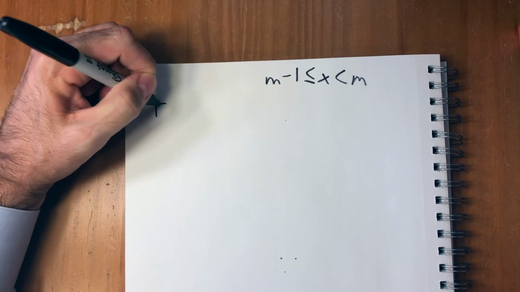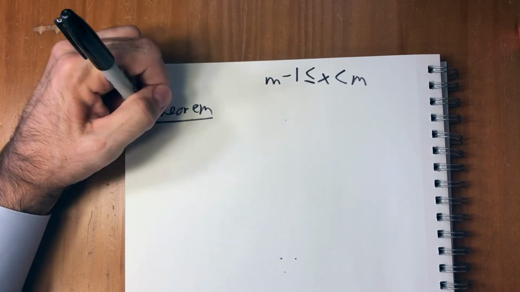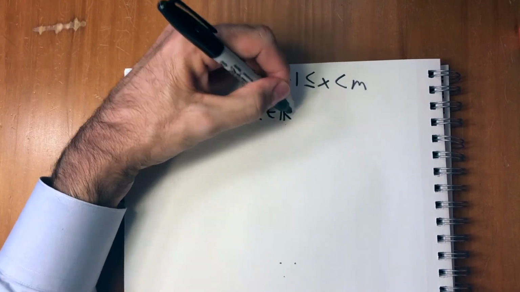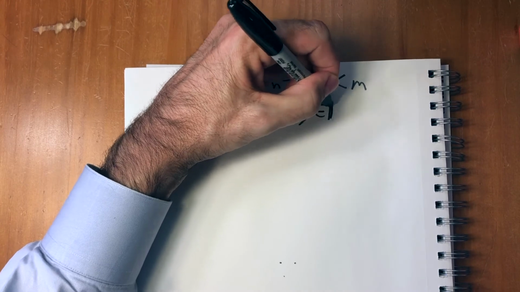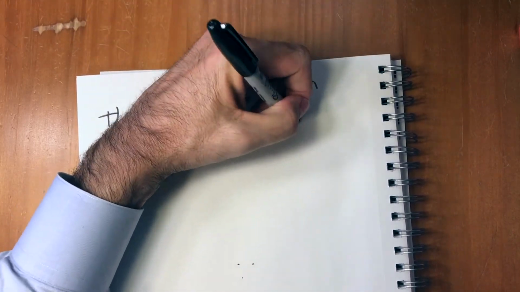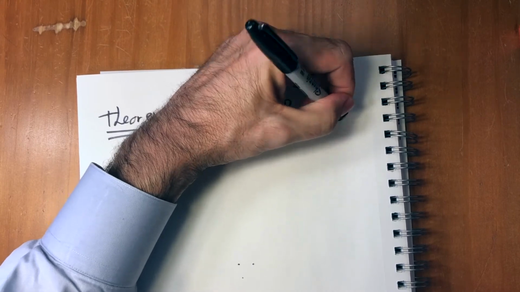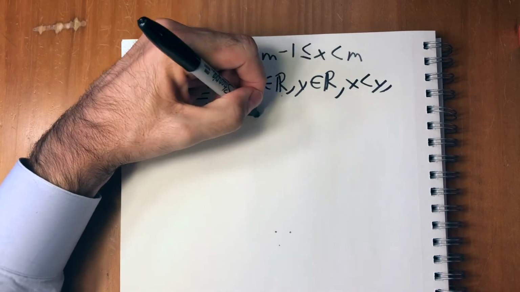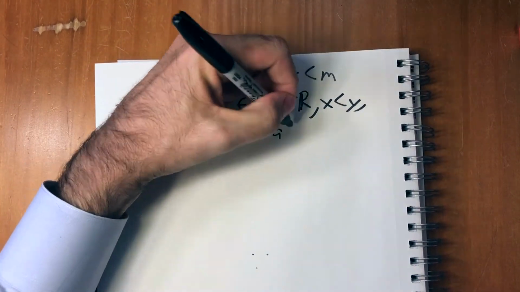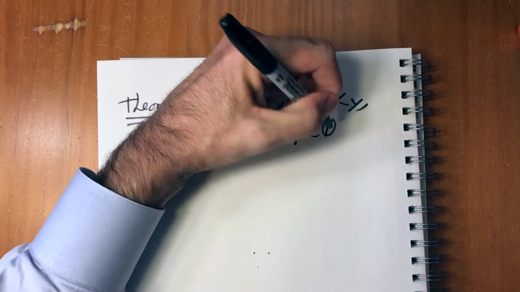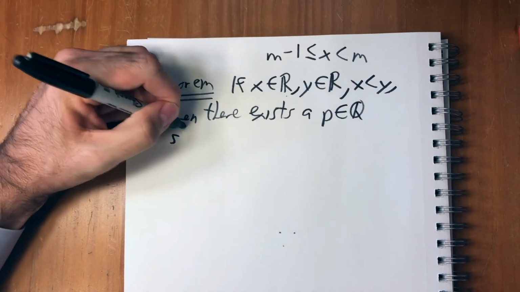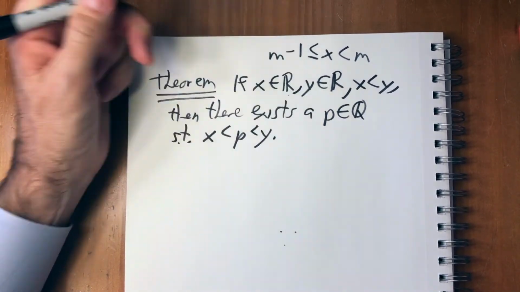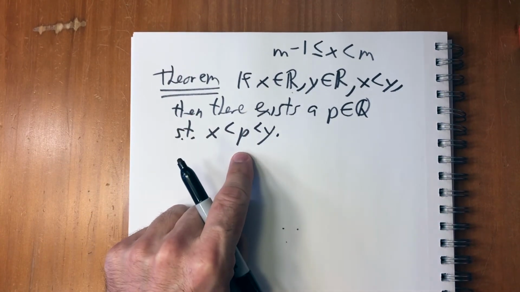So now, this is the density theorem. If x is an element of R, y is an element of R, and x is less than y, then there exists a p element of the rationals such that x is less than p is less than y. For any two real numbers, there's a rational number in between.